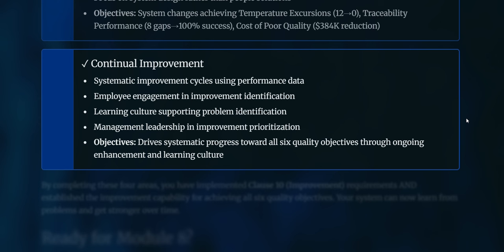The final area to check is continual improvement, and that should cover a systematic improvement cycle using performance data. It should cover employees' engagement in improvement identification. It should cover learning culture, supporting problem identification, and management leadership in implementation prioritization. The objectives to achieve with continual improvement include to drive systematic progress toward all quality objectives through ongoing enhancement and learning culture.